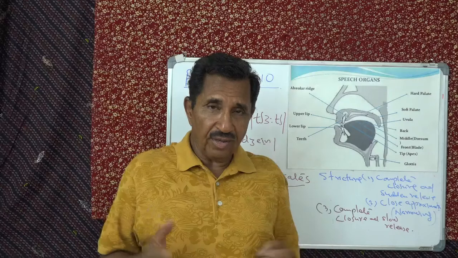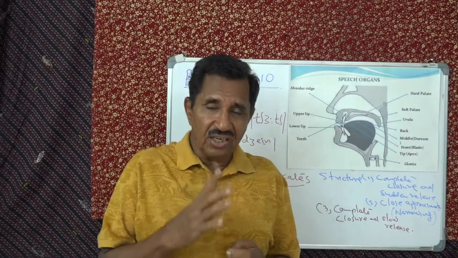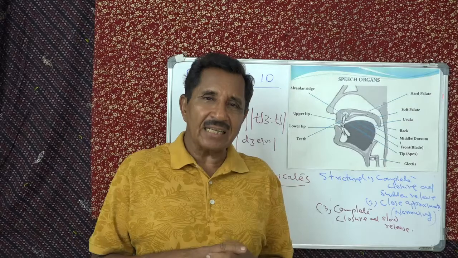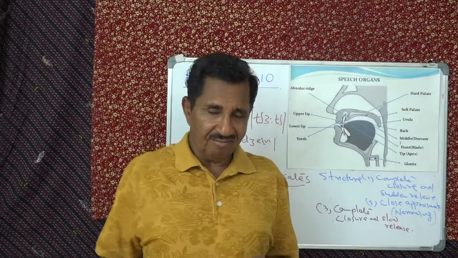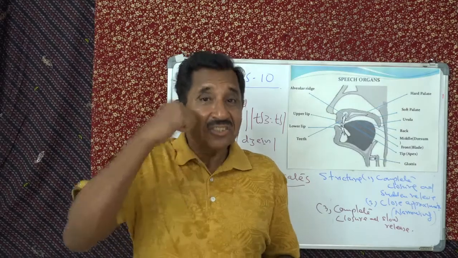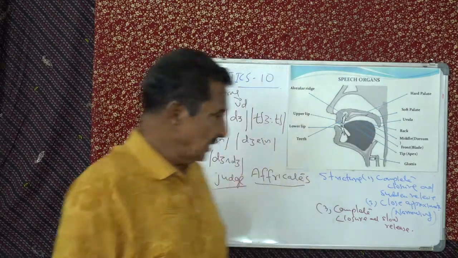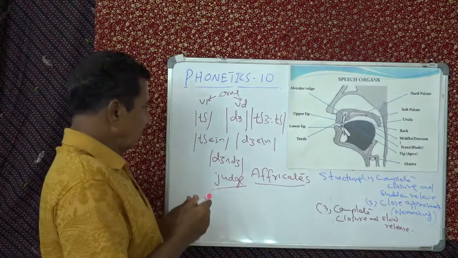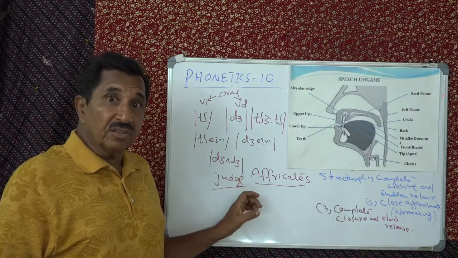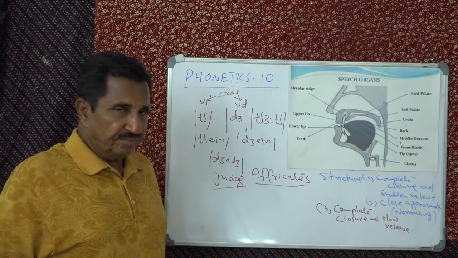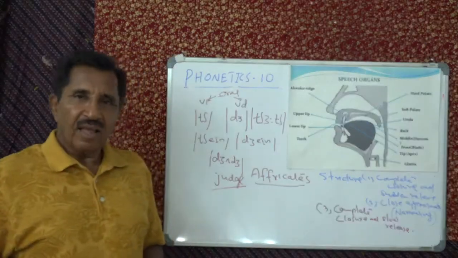Jane, Jim, Jack, and Jill. Listen. Jack and Jill went up the hill. We don't say it the wrong way. So you call this pair affricates.